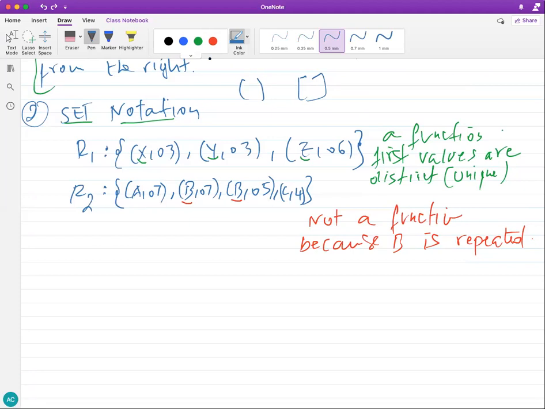Let's look at another form now. So in addition to this, we have another form of presenting information. But before that, let's talk a little bit about another new term or terms, domain and range.